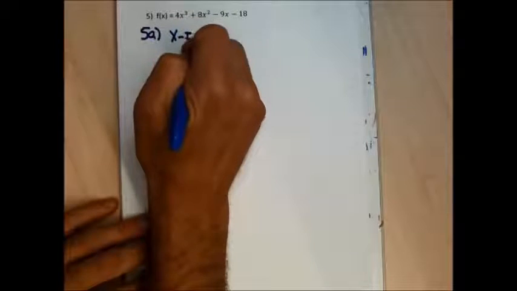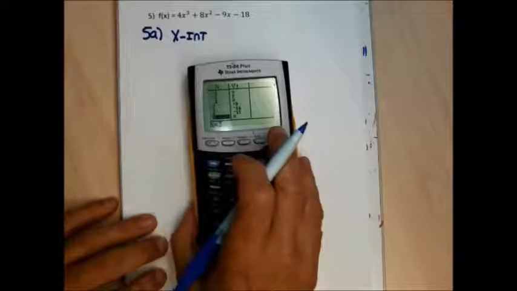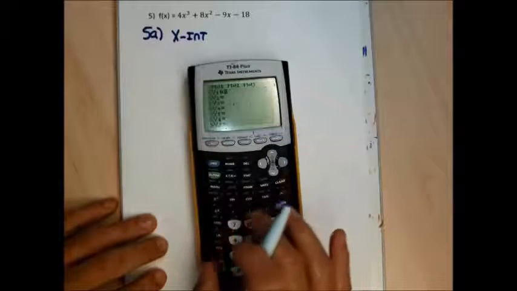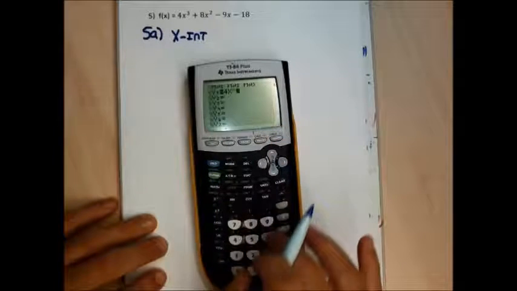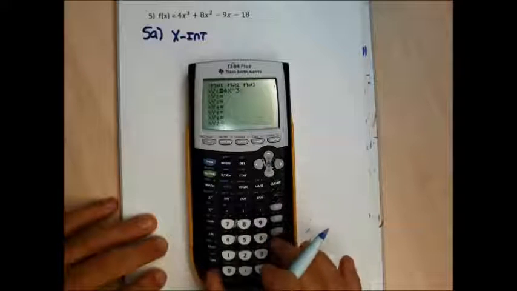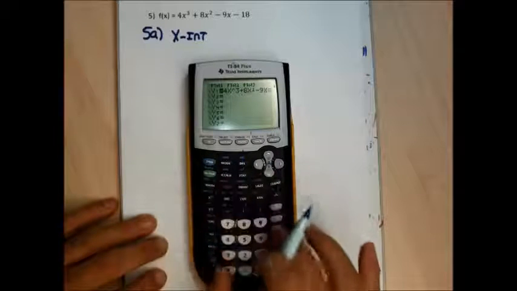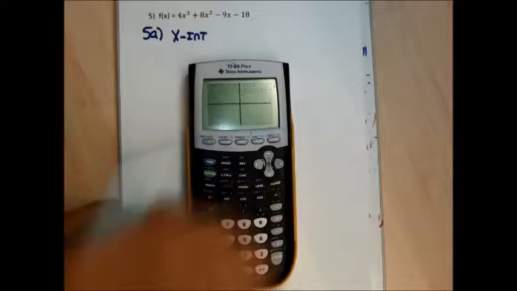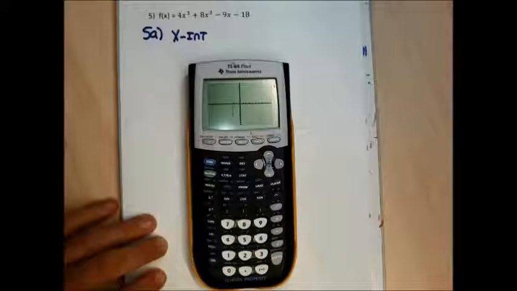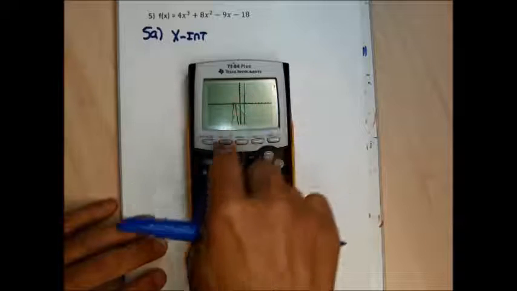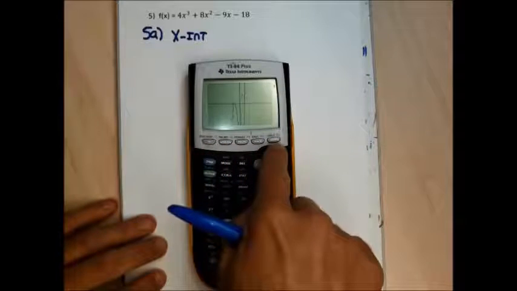I like positive x-intercepts if I can. And I get my intercept by sketching a graph. So I'm going to put the function in there, which is 4x up arrow 3 plus 8x squared minus 9x minus 18. Don't really care what the graph is. I just need to be able to find an x-intercept. And I need an x-intercept that doesn't have a fraction, so I go second in table.